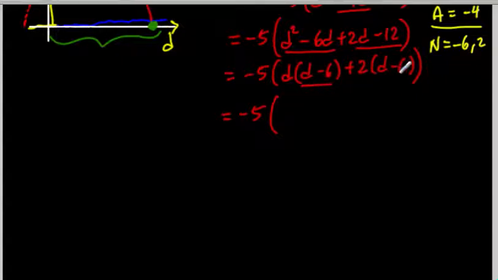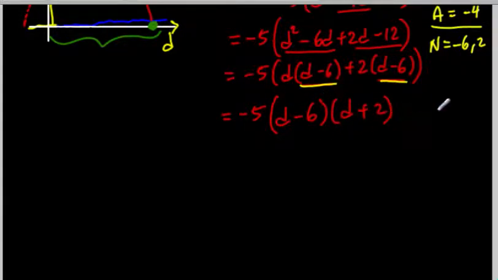So we observe that these two are the same. Let me just use yellow. We observe that these two are the same. So it's going to be d minus 6. And what's left is d plus 2. So d plus 2. All right? And that's equal to h.